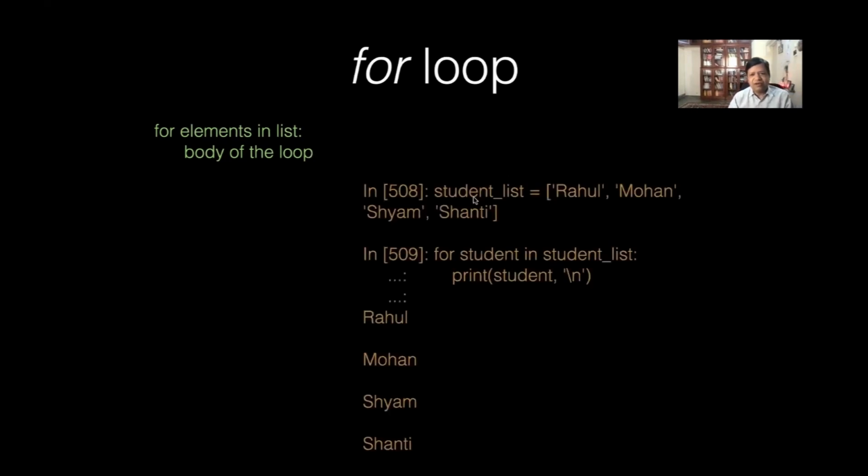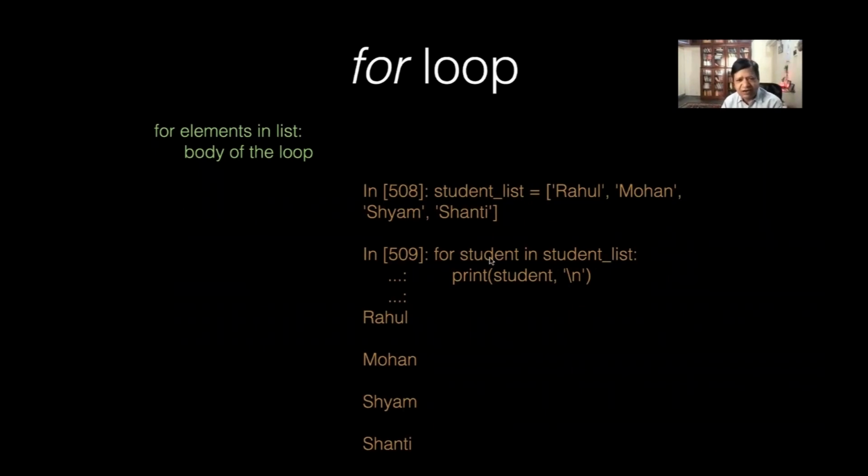An example: I have a student list. There are 4 students in this list, and I put a for loop: for student in student_list. This is a list, and student is a variable I have created. Every student, this will be a student. Now, what is the body of the loop? It is print student and next line. \n is the next line character. So print student and go to the next line.